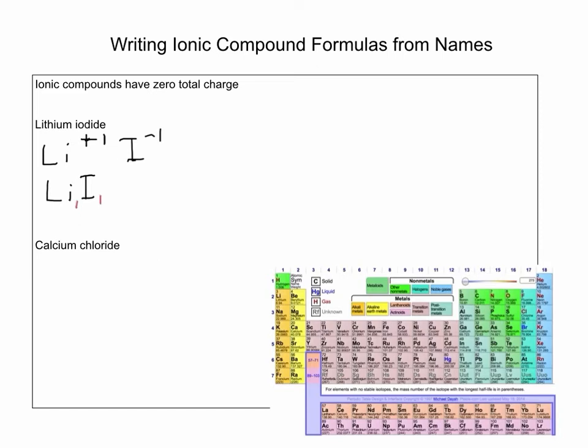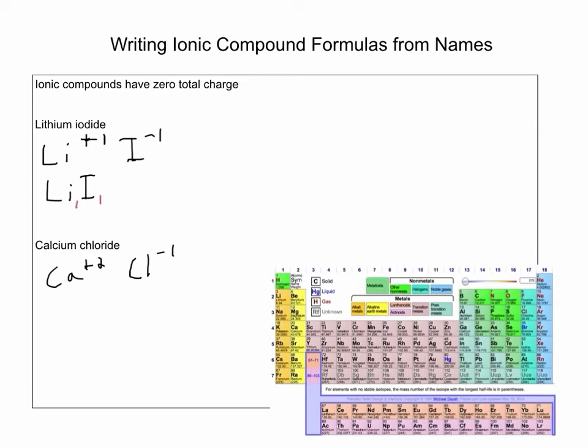Well, the first element that I have here is calcium. And calcium, because it is in group 2, has a +2 charge when it is an ion. So I have my +2 charge on calcium. Then I have chloride. Chloride comes from chlorine, so I'm looking at this group, group 17, and all of those elements have a -1 charge, so I write Cl -1. But if you notice this time, the total positive charge is 2, and the total negative charge is -1. Those are not equal in absolute value. So what do I do?